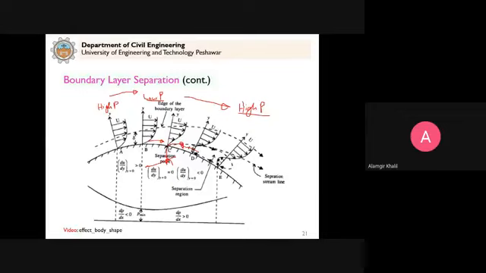This is the separation point. Any fluid which is coming here will now move in this direction, and it will follow this curved path here, because the fluid coming here and here has to leave the surface. So this is how the separation point is developed.